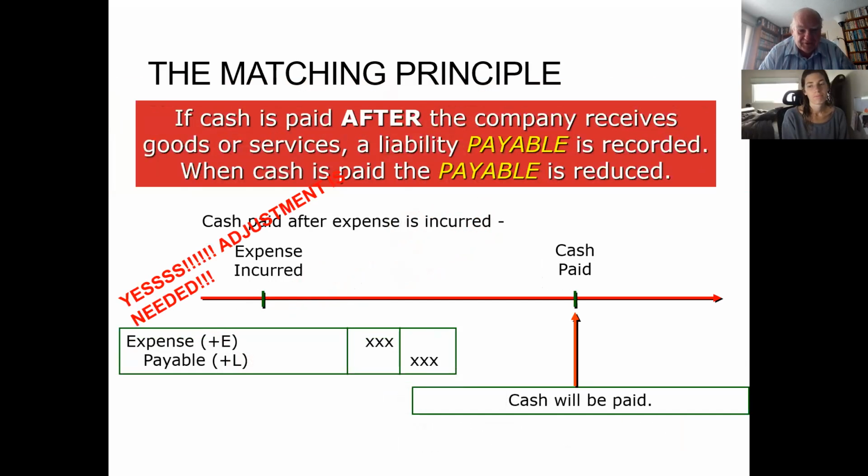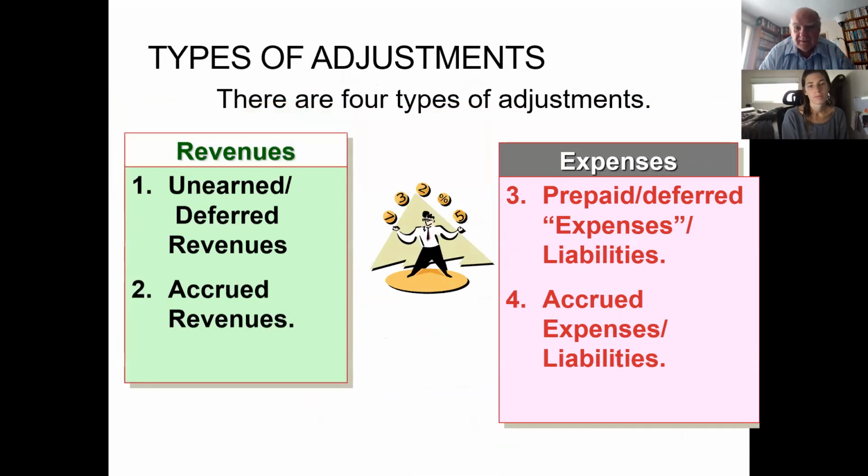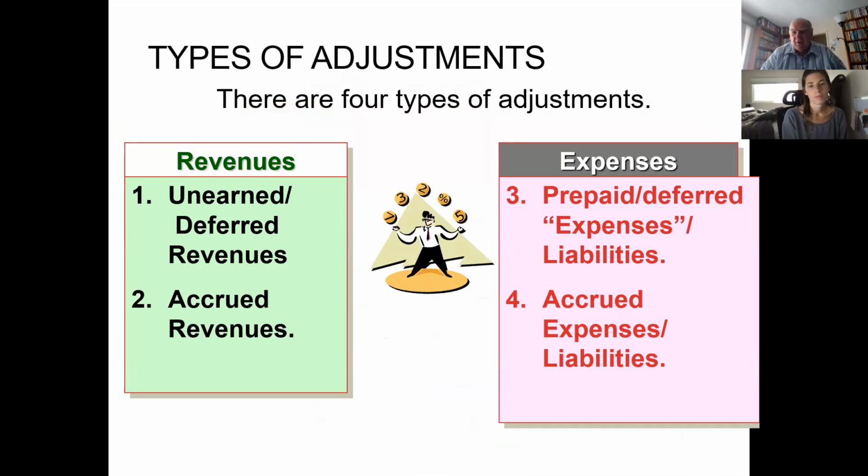Cash is paid after. I'm skipping this. They're calling this an adjustment. It is absolutely not an adjustment. So now we can really get into the adjusting entries.